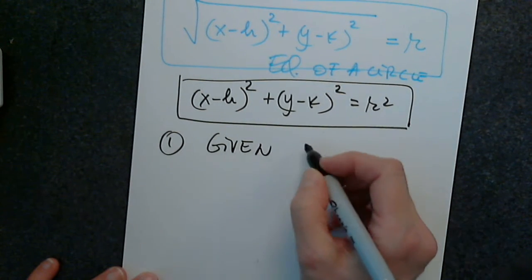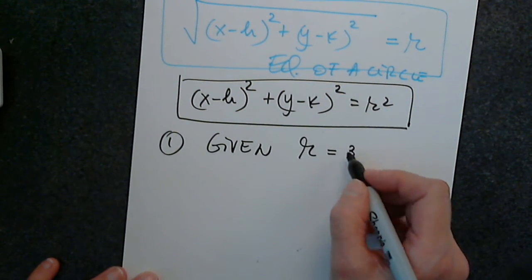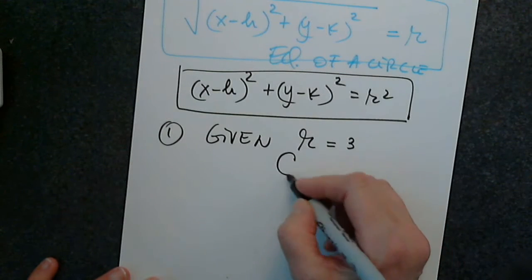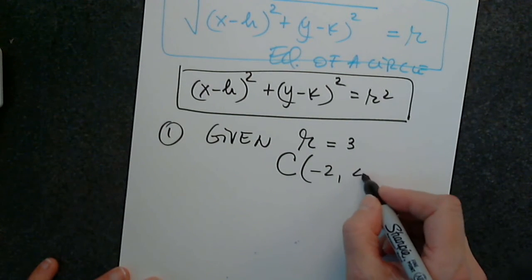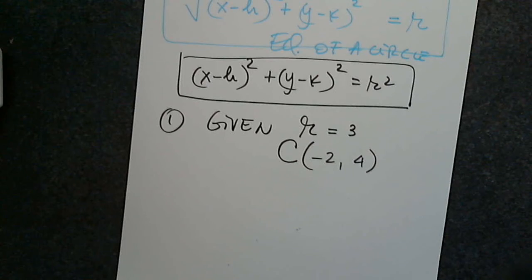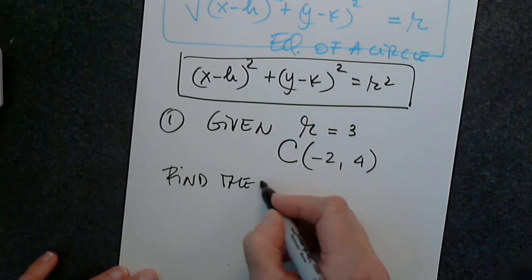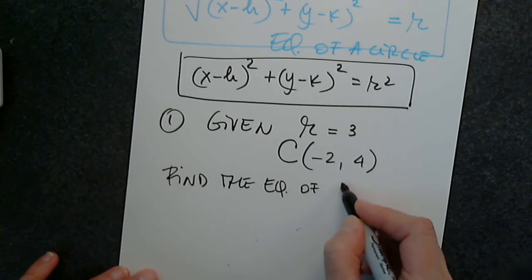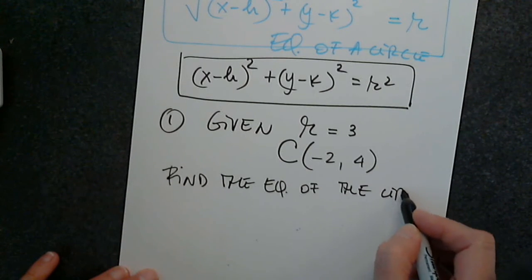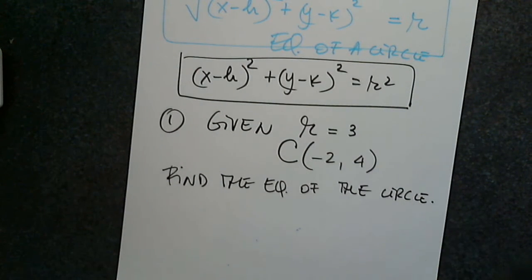Given the radius 3 units and the center -2, 4, find the equation of the circle. Of course, having radius 3 units and the center -2, 4. So please plug it in and tell me what to write.